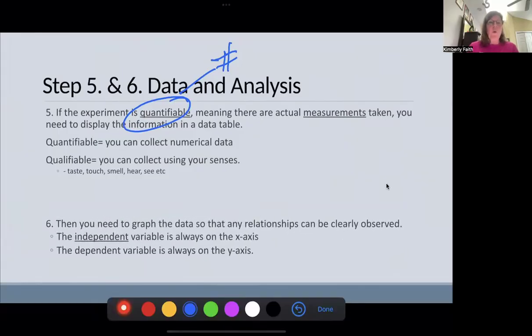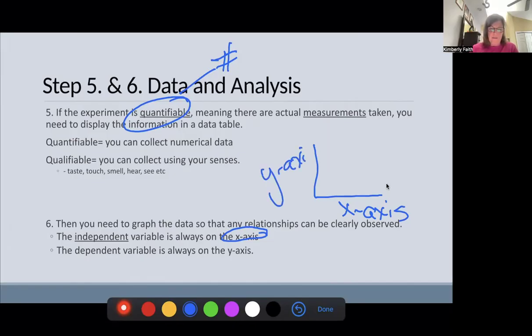All right, so with that data that you collect, we don't just want some data table. I mean, we need to have a data table if our experiment is quantifiable. But we also want to look for those trends, and those trends are best seen in a graph. And so we are going to then graph our data so we can see those trends. The independent variable is always on the x-axis, the bottom one. Okay, your dependent would be on the y-axis, right?